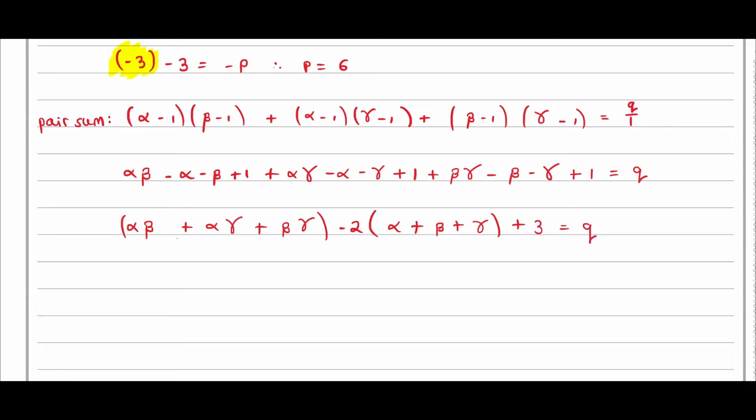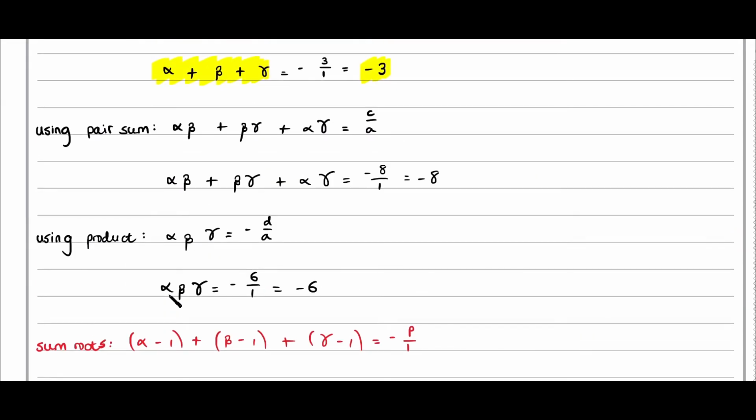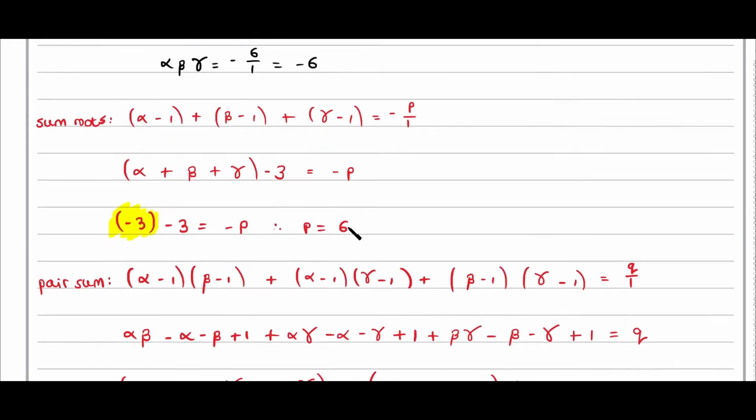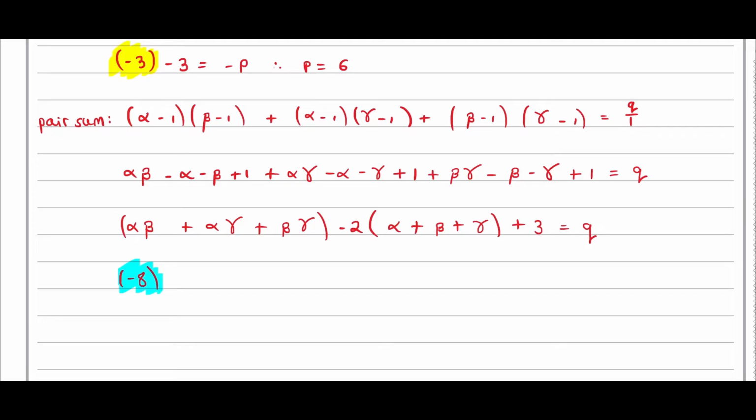Now, alpha beta, alpha gamma, and beta gamma, that was minus 8. So this minus 8 comes from over here. So let's just highlight that for clarity. And then we have minus 2 lots of alpha plus beta plus gamma, which we found to be minus 3. So we highlight that in yellow. And then we still have this plus 3. And this is equal to q. If we simplify all this, we see over here that q is equal to minus 1.